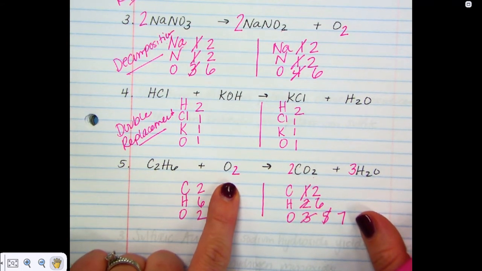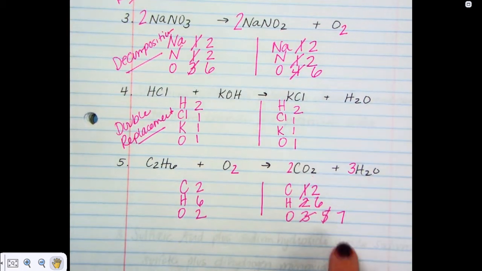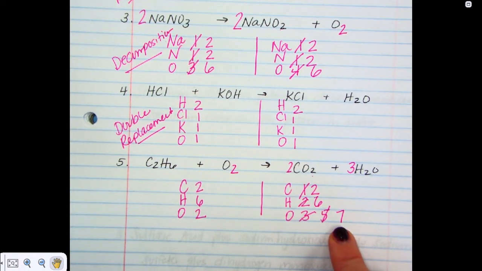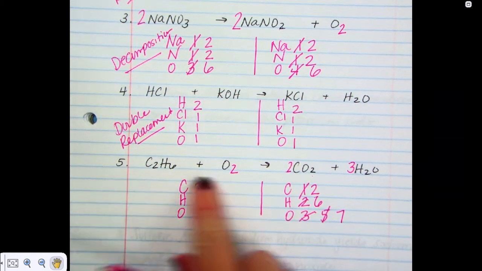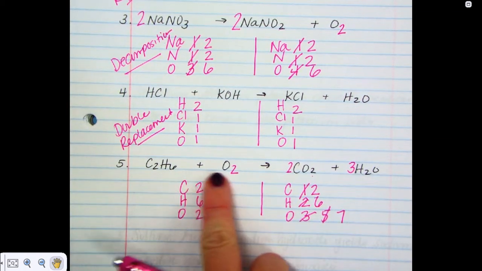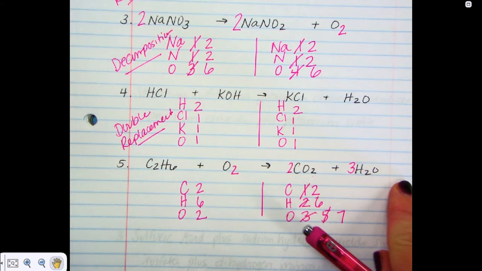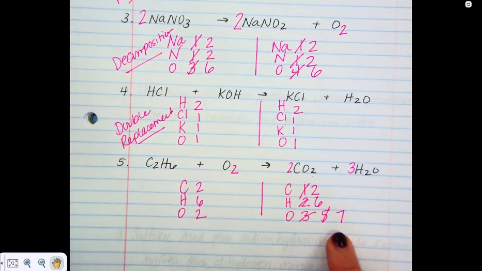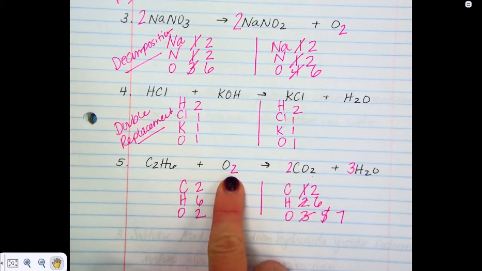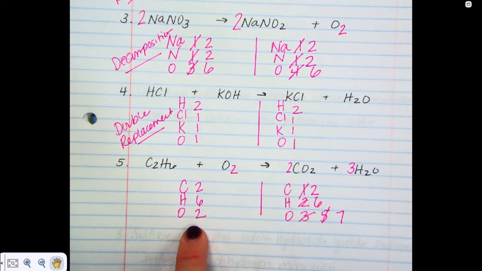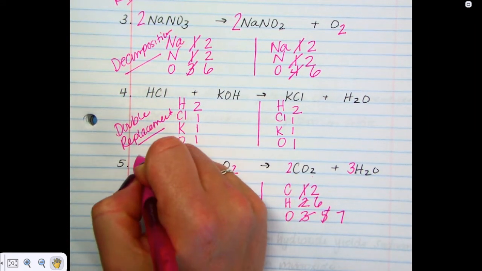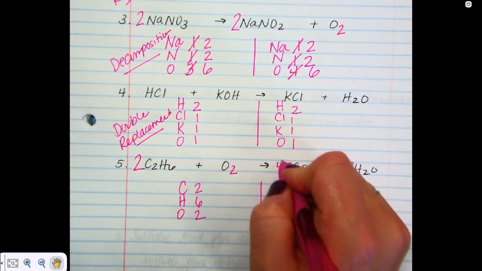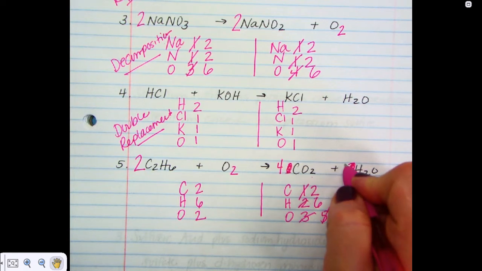Nope. So when you get to this point, when you end up with an odd number of oxygens on the right, this is what you're going to do. You're going to double everything. If I double all my coefficients, then this will end up being, instead of 7, 14, and then 7 times 2 would give me 14. Okay, so watch how we go through that. So I'm going to put a 2 here. I'm going to change this 2 to a 4, and this 3 to a 6.